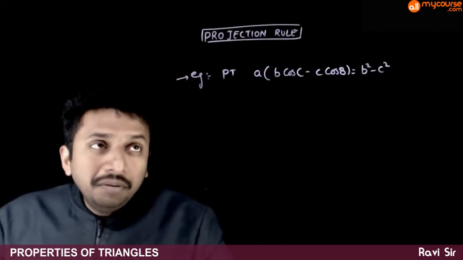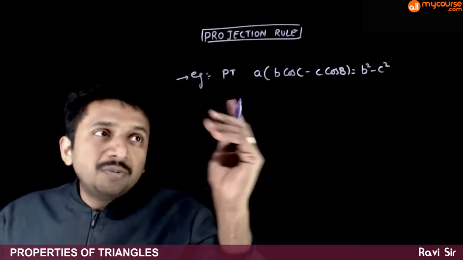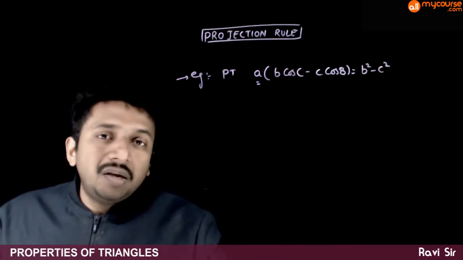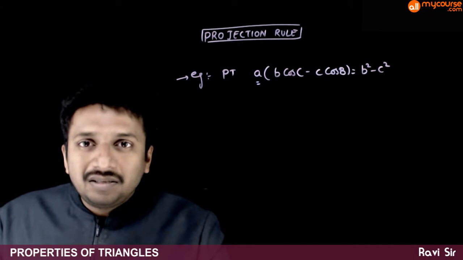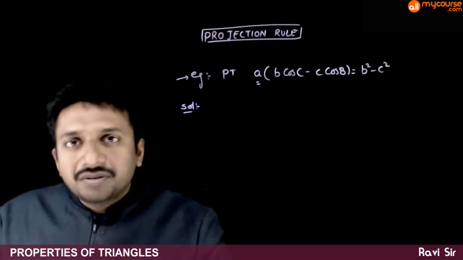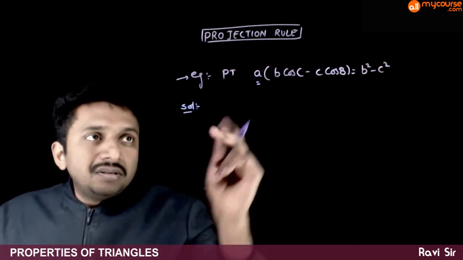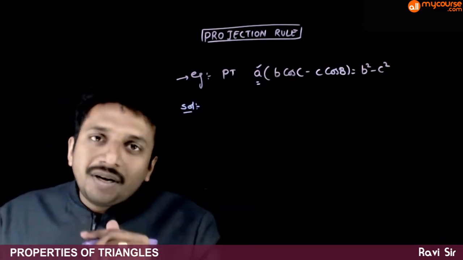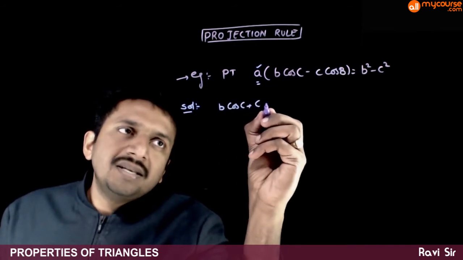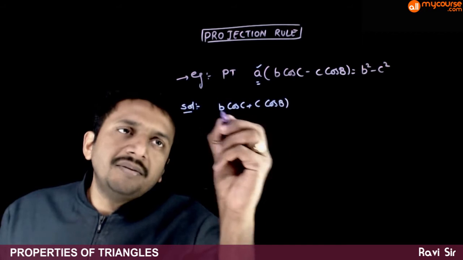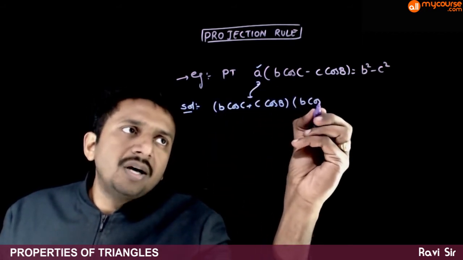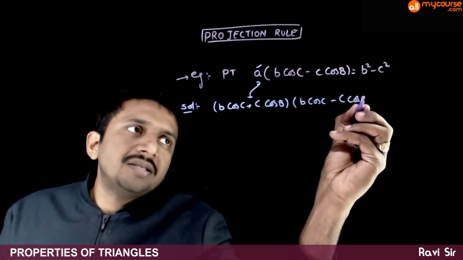So let us take an example. So in this question you are asked to prove that A times B cos C minus C cos B is equal to B square minus C square. So let us see how you can solve this question. So by projection rule, A can be written as B cos C plus C cos B, right? So I can write A as this into B cos C minus C cos B.